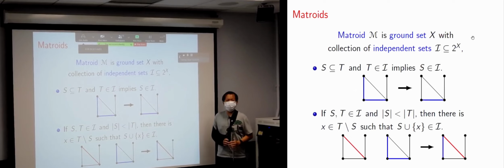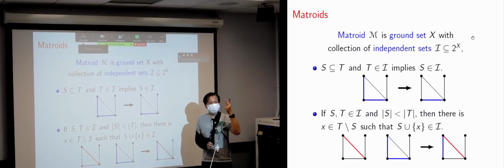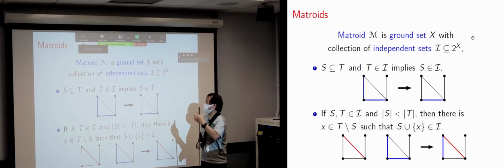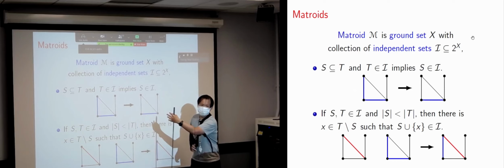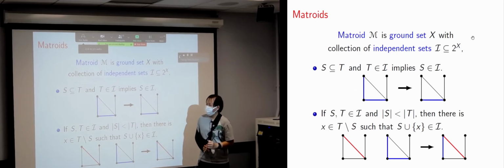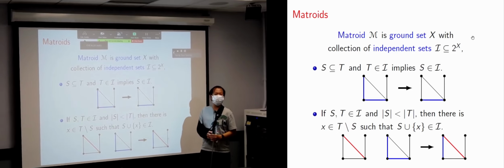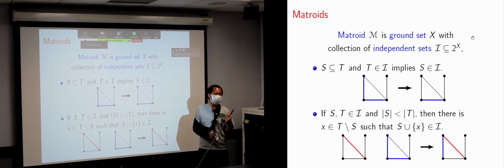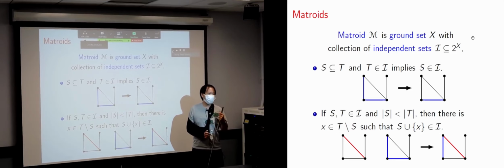And let me start with matroids. So here is a quick recap on what a matroid is. It comes with two data: a ground set X, which in this example is the collection of edges of this graph, and a collection of what we call the independent sets, which are subsets of the ground set, such that it must satisfy two properties.